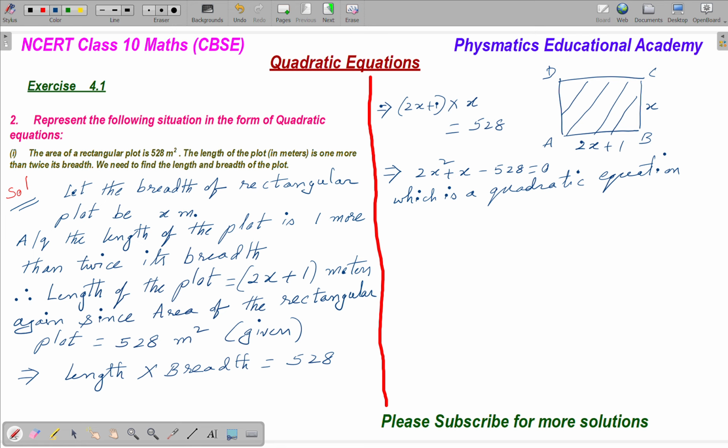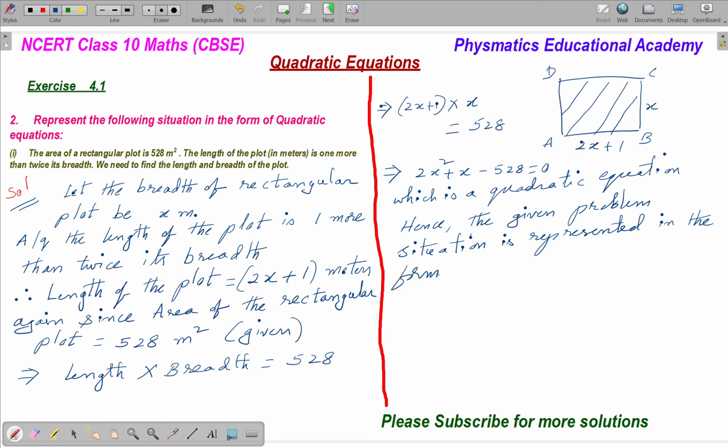Hence, the given problem situation is represented in the form of a quadratic equation. This is question number 2 under exercise 4.1.